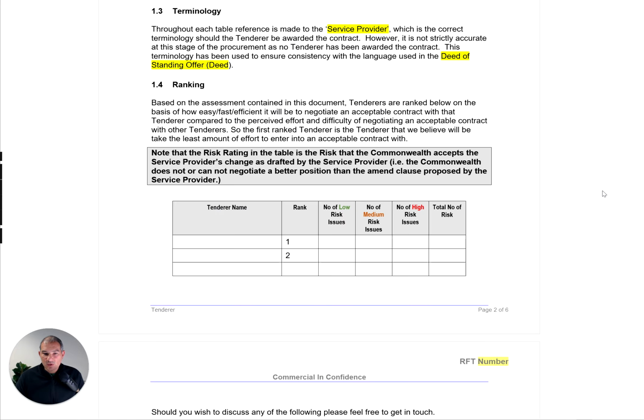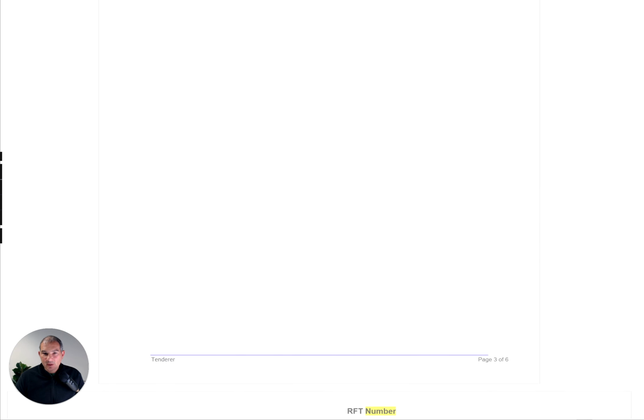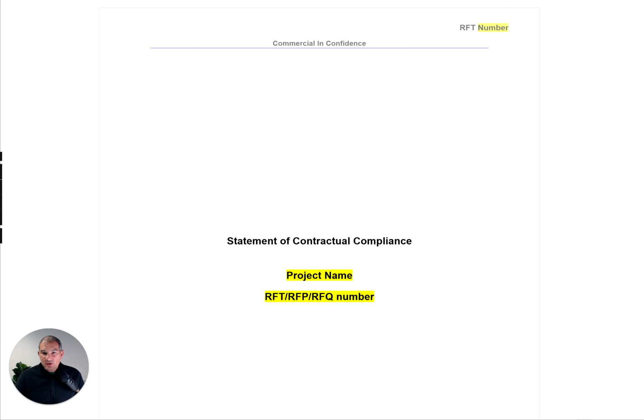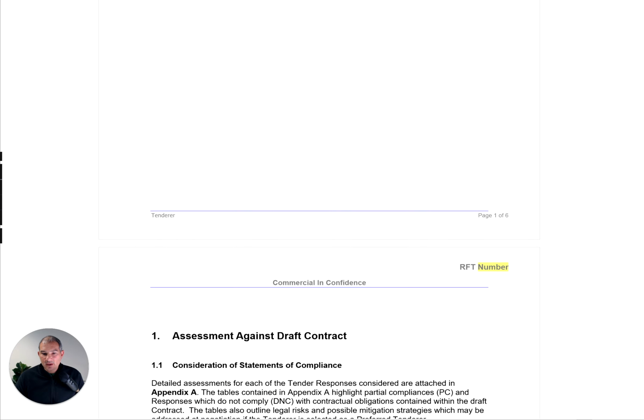And you might have one like this. You might have a table in the document that needs to be completed for each tenderer, setting out what the issue is, the legal risk if the Commonwealth accepted the amended clause as proposed by the tenderer, and then the risk rating. So, a Statement of Contractual Compliance then allows you to make a determination or give a risk to the tenderer as a whole.